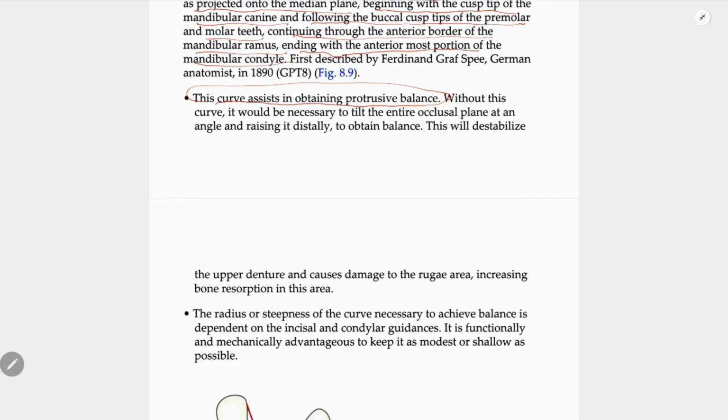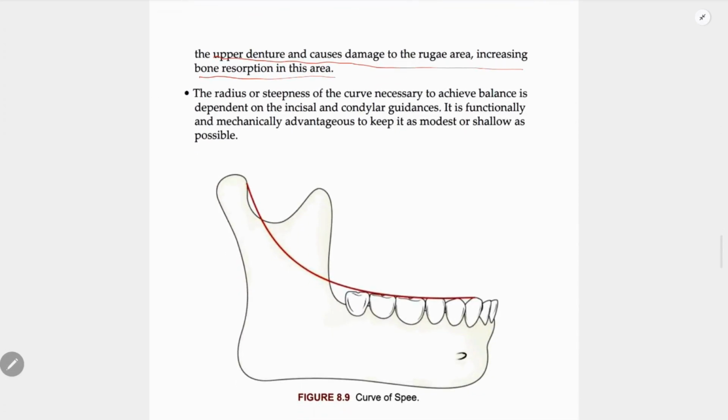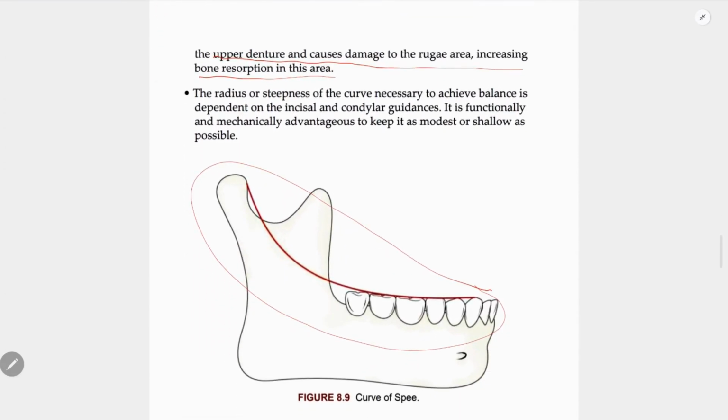Without this curve, it would be necessary to tilt the entire occlusal plane at an angle, raising it distally to obtain balance. This will destabilize the upper denture and cause damage to the rugae area, increasing the resorption of the bone in that area. So, this is your curve of Spee. Can you see this part? You just have to draw this diagram, and looking at the diagram, you can define the anterior-posterior curve or the curve of Spee. The radius or steepness of the curve necessary to achieve balance is dependent on the incisal and the condylar guidances.